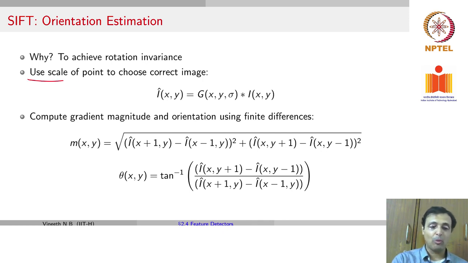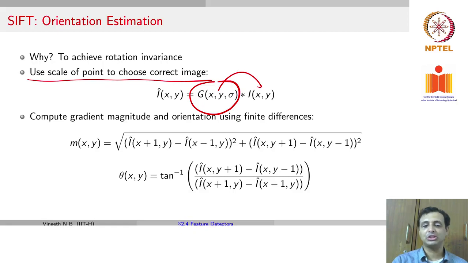So we use the scale of the point to choose the correct image. Remember now that every key point is denoted as x, y, sigma, where x and y are the coordinate locations and sigma is the scale at which it was found to be a key point. Very similar to the scale invariant Harris detector, where the final corner measure is highest at a particular scale. Here again, a key point is defined by x, y and sigma. So you use the scale of the point to choose an appropriate Gaussian, and you convolve that Gaussian with your input image to get an image called I hat.